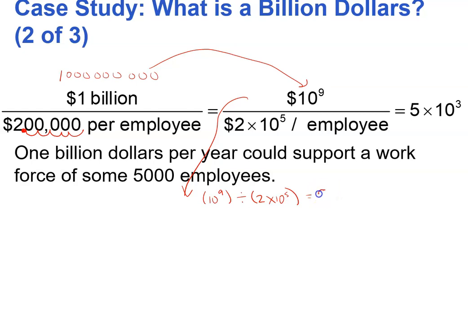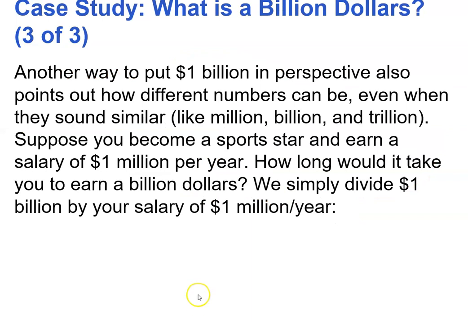Okay, and the calculator would probably give you the answer 5,000, which is 5 times 10 to the 3rd, right? If we move our decimal 3 times, which is what we've got here. So 5,000 employees, if we had $1 billion a year and we spent $200,000 on their salary and expenses.